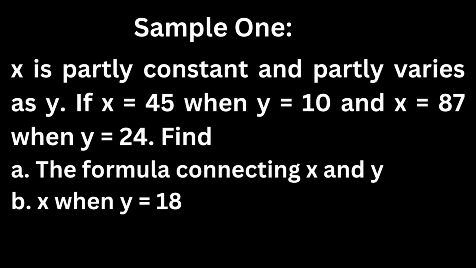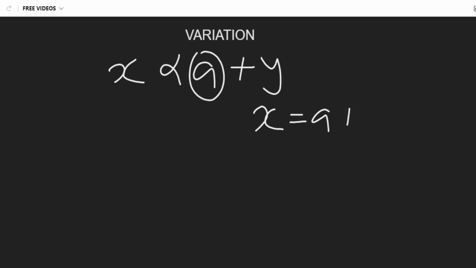Now, if we want to find this solution, we are told that x is partly constant and partly varies as y. This remains a constant of proportionality, which is the partial constant. So this is going to give us x equal to A plus ky, while k is our constant of proportionality. So the A and the k remain the constants.